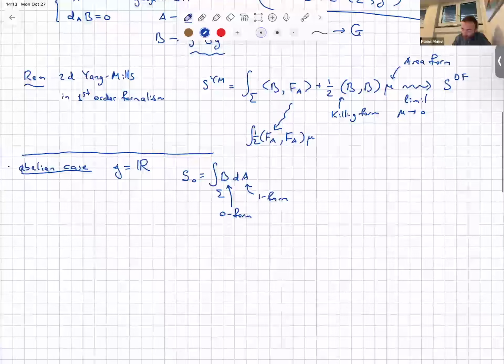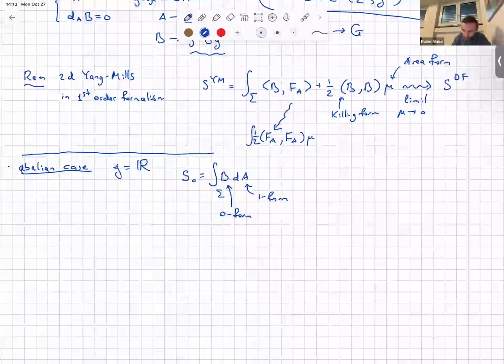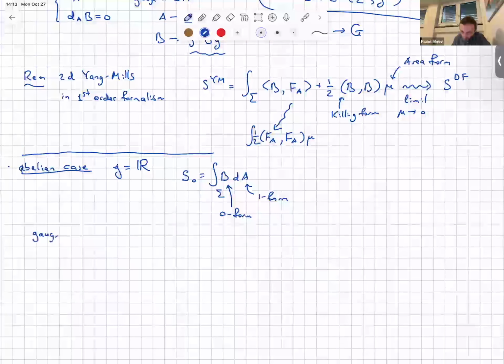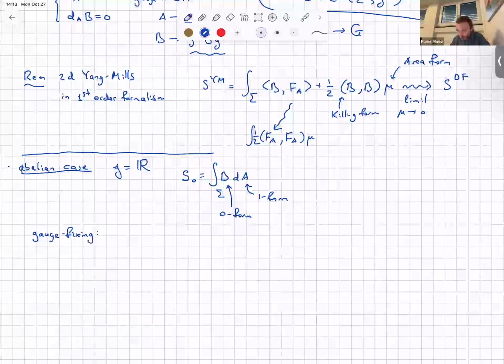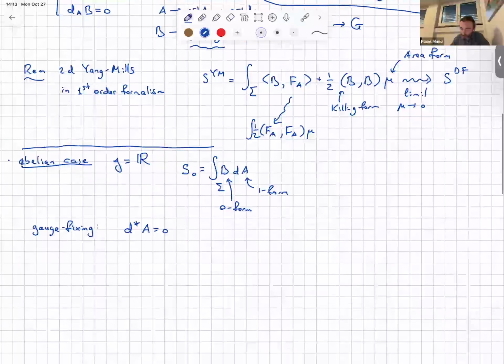Now, this is a gauge theory, so I want to study it with a particular gauge fixing. The gauge fixing I'm interested in is a very classical one, the Lorenz gauge: the codifferential of A is 0.